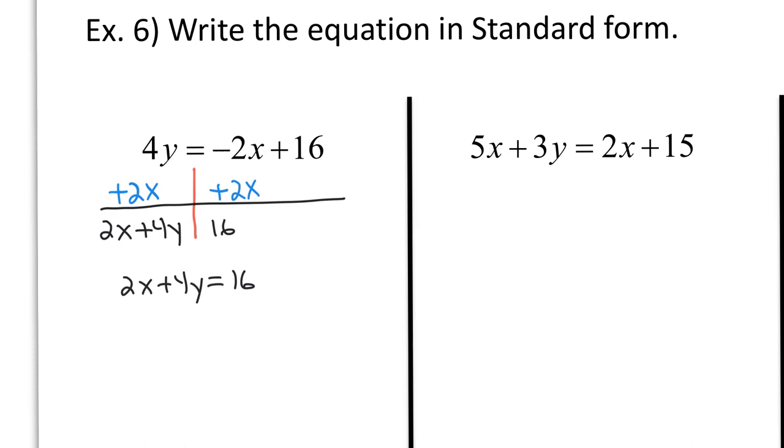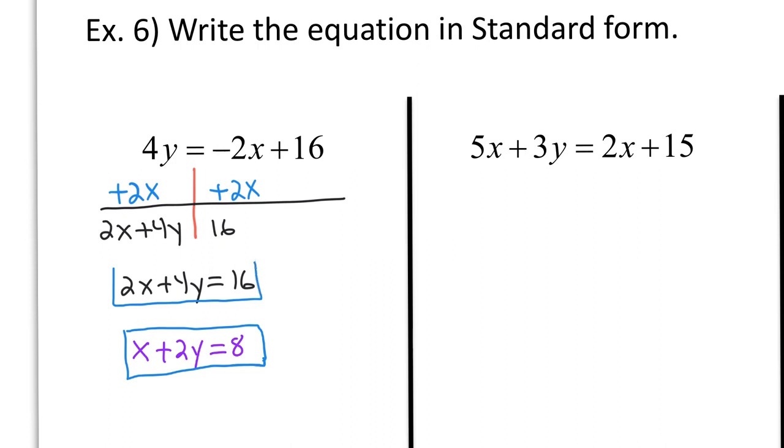So for my simplest form, I'm going to divide by 2. So I'm going to divide 2 by 2, 4 by 2, and 16 by 2. So when you divide, we get 1x plus 2y equal to 8. 16 divided by 2 is 8. So like I said, one answer can be in the simplest form. You can divide by, in this case, 2. Or if your teacher doesn't ask you to simplify, you can leave your answer as 2x plus 4y equals 16. Let's go ahead and do the next one, okay?